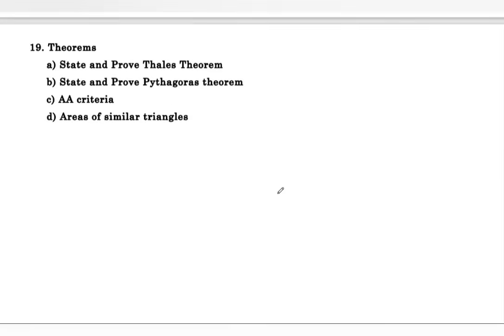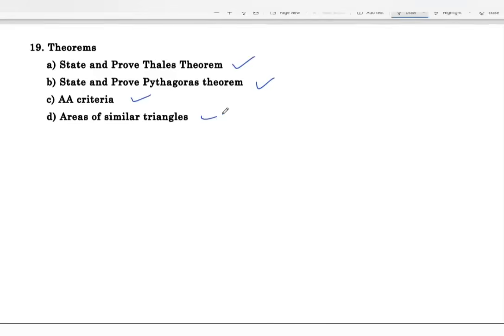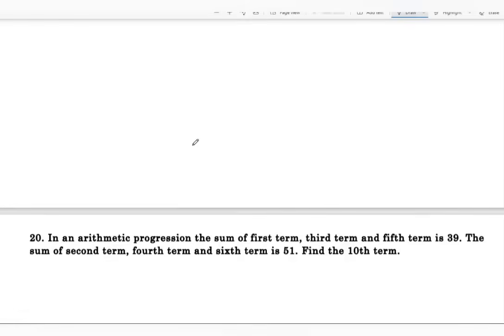Important theorems for 5 marks: definitely a theorem will be asked for 5 marks. State and prove Thales theorem, state and prove Pythagoras theorem, and also the AA criteria and areas of similar triangles. If you practice these 4 theorems, definitely one will be asked in your exam. First practice Pythagoras theorem, then Thales theorem, then the other 2 theorems. The circles theorems we have already discussed yesterday. If you need, I can explain all these theorems in detail in my future videos.